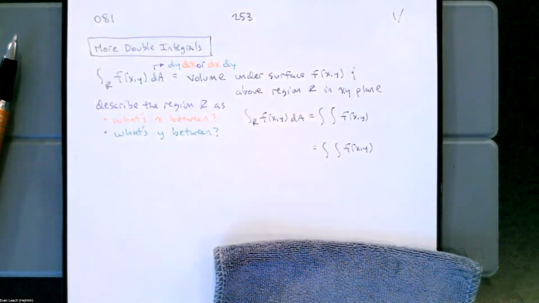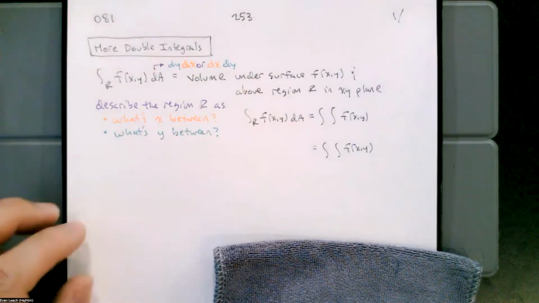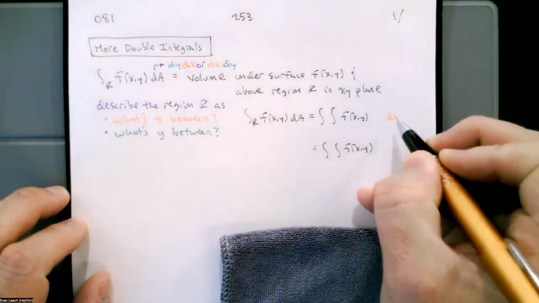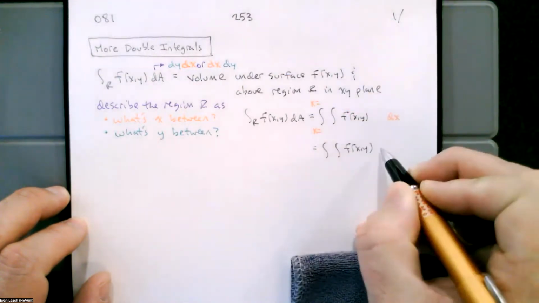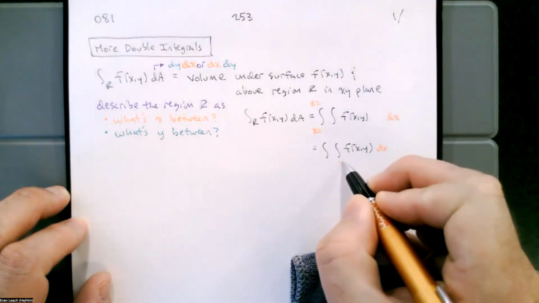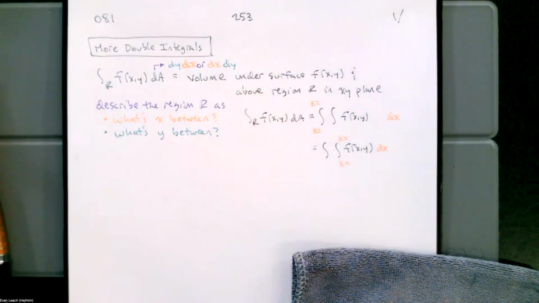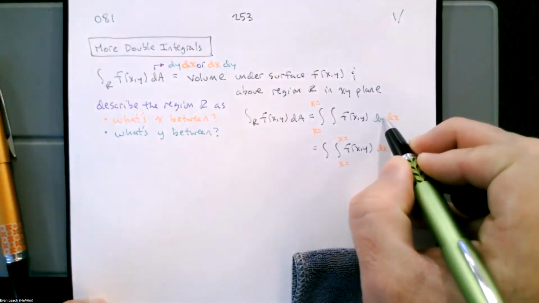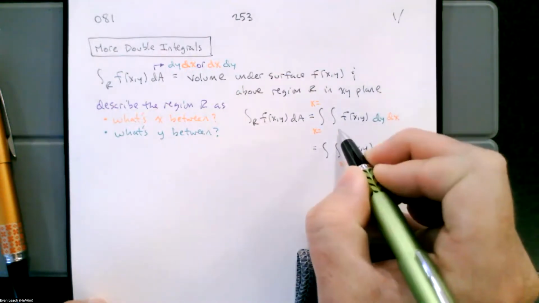The order in which we describe that is just whatever order is convenient to us at the time, or since we're learning both, we can describe regions as dy dx or dx dy.